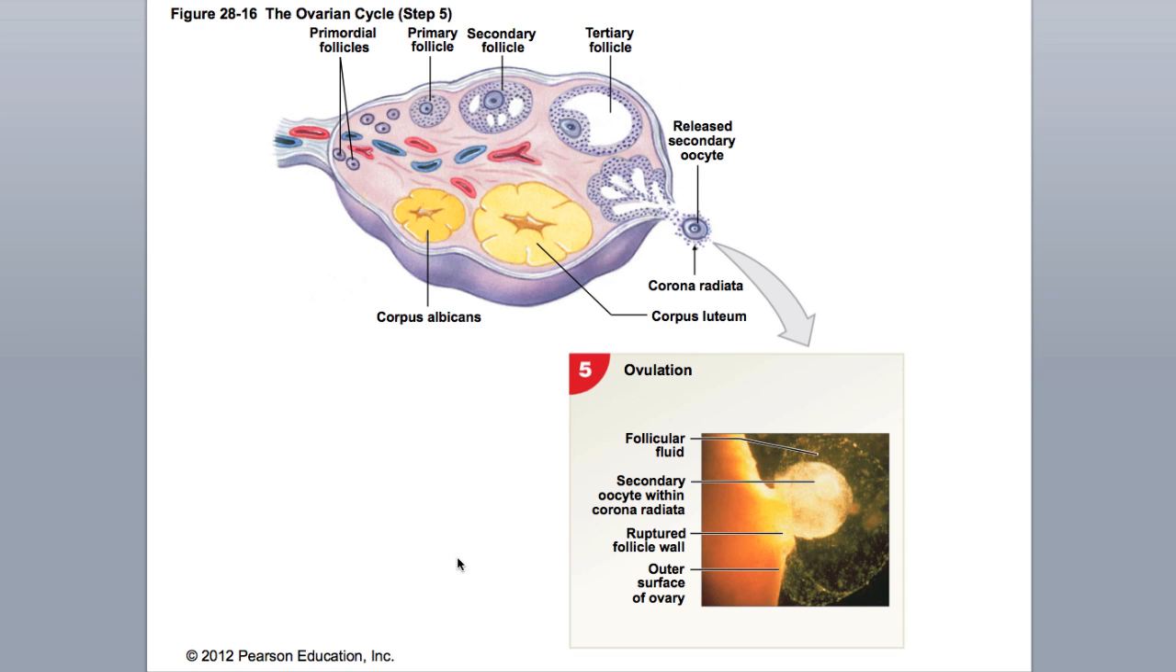So now, how am I counting my time here? Roughly around day 14 is when this egg was released out of the typical 28-day cycle. So day 14 is our ovulation time. So day 14, ovulation. So I now have the other 14 days or 2 weeks for the corpus luteum to maintain itself.